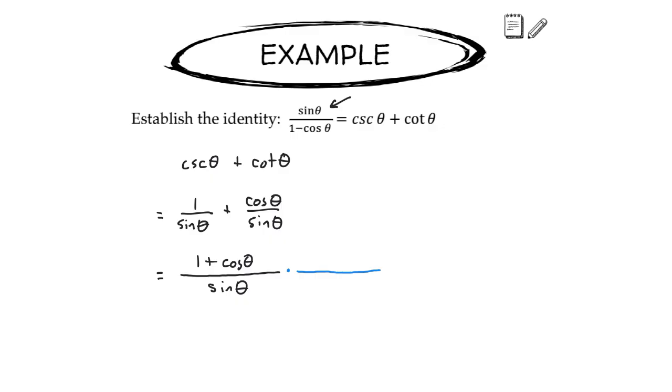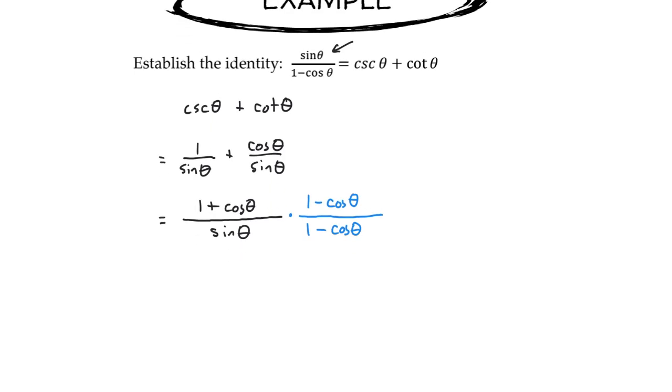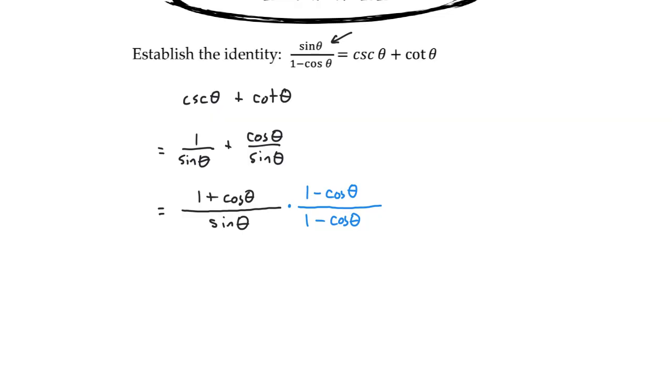In this case, a well-chosen 1 might be 1 minus cosine theta over 1 minus cosine theta. And let me show you why that is a good choice for the multiplication. In the denominator, I get sine theta times 1 minus cosine theta. But in the numerator, I get the difference of squares. 1 times 1 is 1. Outer and inner terms cancel, and cosine times cosine is cosine squared.